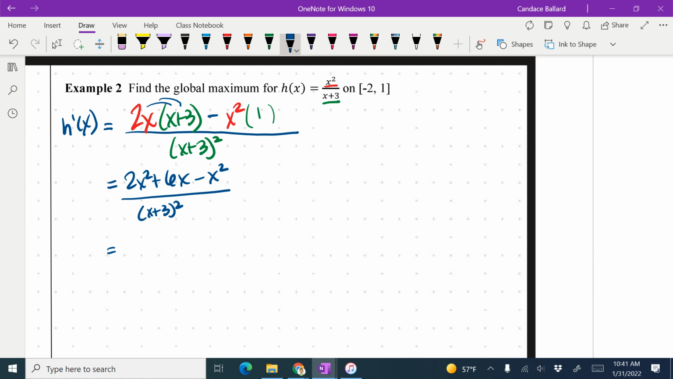Okay, I could combine a little bit more. So what's 2x squared minus x squared? Yeah, x squared plus 6x over x plus 3 squared. Okay, then we're going to set that equal to 0. All right, so I need to get the denominator over to the other side. Remember, I take this denominator over to the other side by multiplying it by it. So 0 times this denominator is what? 0. So basically, you're setting your numerator equal to 0.